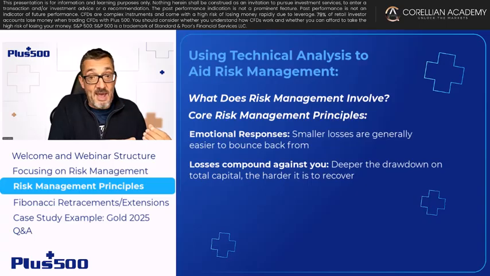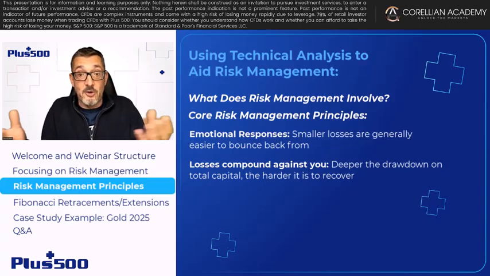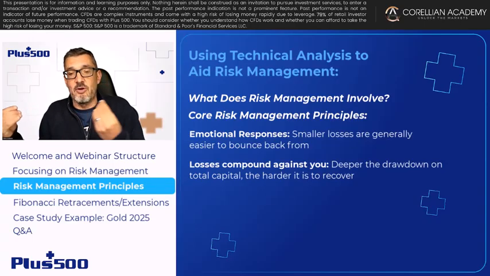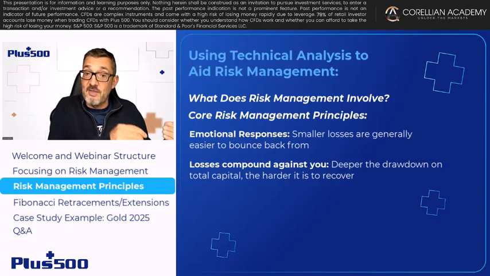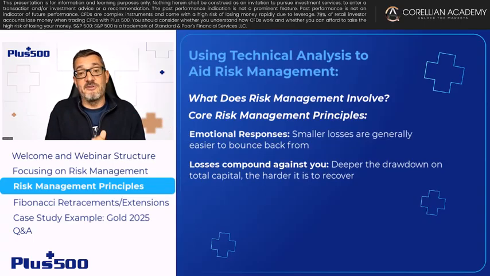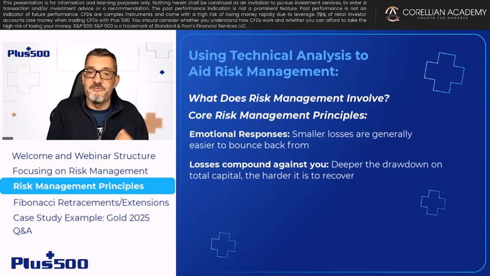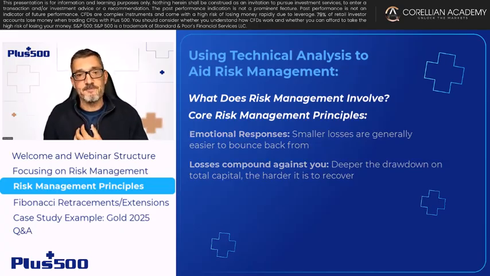So risking smaller amounts, for example, that 1 to 2% of total capital per trade, keeps the loss recovery realistic. And as I said right at the start of the webinar, preserving capital is important. This principle is a cornerstone of professional risk management.